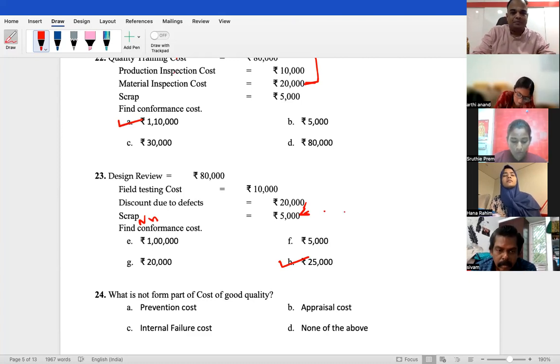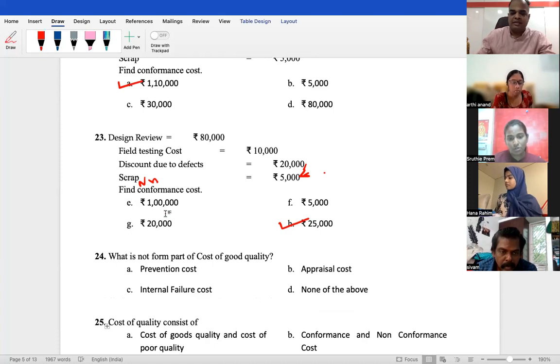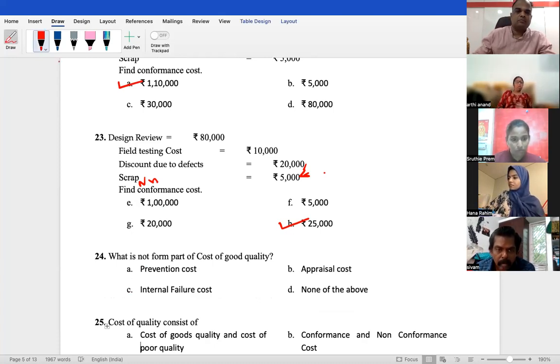Next. Which will not form part of cost of good quality? Option A, prevention cost, B, appraisal cost, C, internal failure cost, D, none of the above. Internal failure cost is not part of the cost of good quality. C is the correct answer.